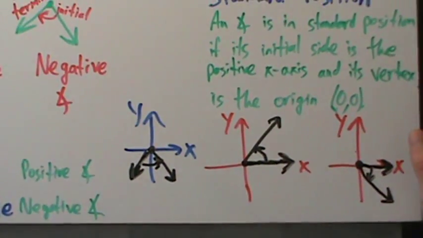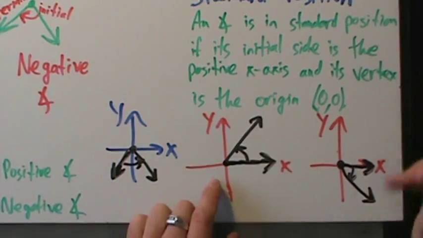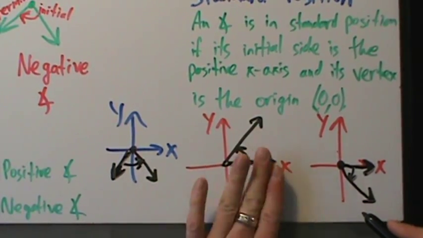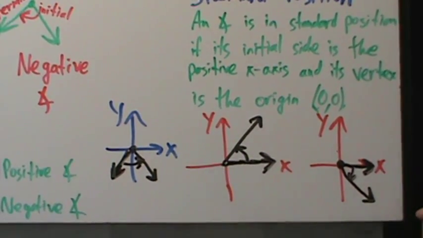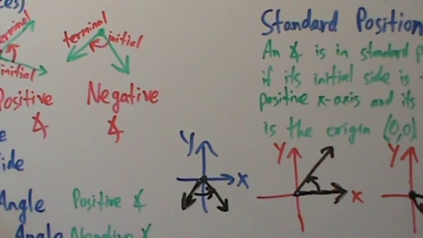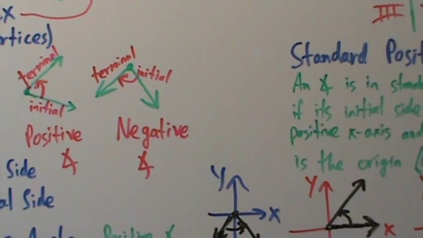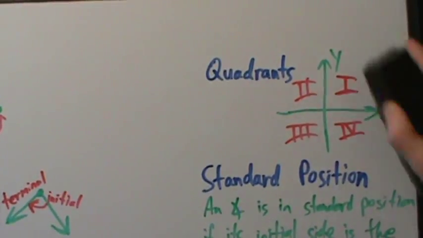So to be an angle in standard position, you have to have the vertex at the origin and the initial side has to be the positive x-axis. Like these two here. Okay, so now the last definition to talk about in this video is what's called a quadrantal angle. So let's get rid of this here.